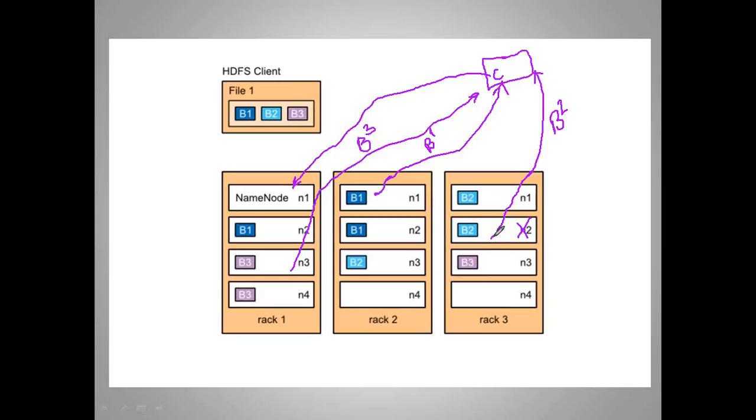Immediately the connectivity will be shifted from this node to the very next node on the same rack, wherever it has the same copy. So immediately the connectivity will be shifted from node 2 of rack 3 to node 1 of rack 3. Immediately.